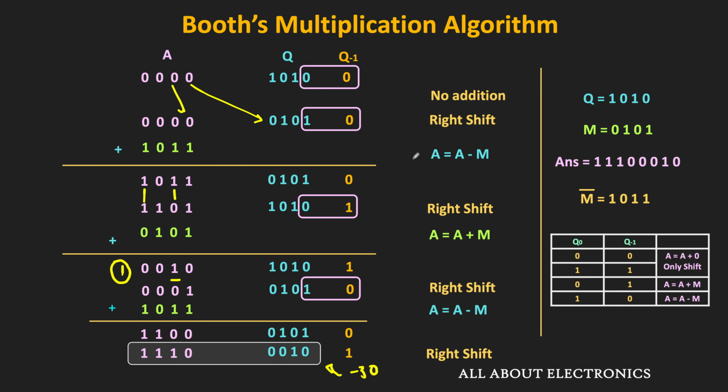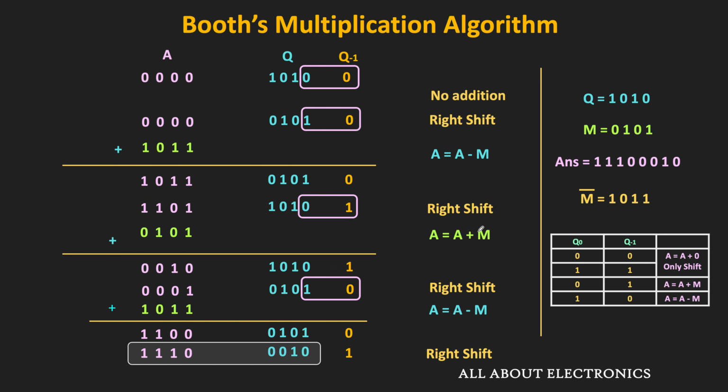So here, whenever there are consecutive zeros or ones in the multiplier, at that time, we can avoid the arithmetic operation. And in this way, it is possible to perform the multiplication process a little faster. So for a better understanding, let us take a couple more examples.